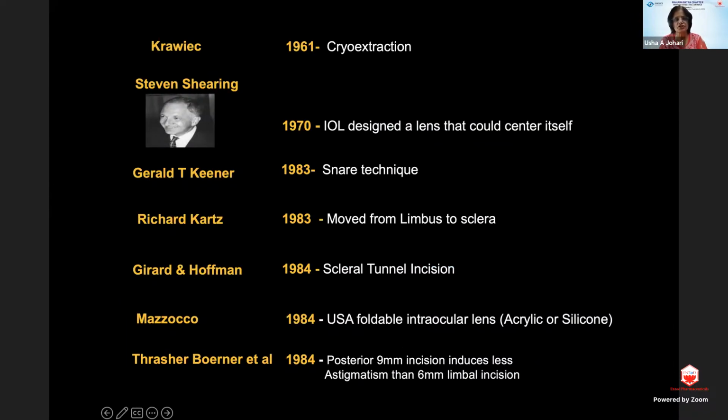So there are so many inventions, like cryoextraction, an IOL design that could center itself, and the snare technique, which of course Dr. Anil Shah has mastered. Richard Kratz was the one who moved away from the cornea to the limbus to the sclera. Then came the scleral tunnel incision, and in 1984 Mazzocco used a foldable intraocular lens, and Thrasher went posteriorly 9 millimeters to induce less astigmatism compared to the 6 millimeter limbal incision.